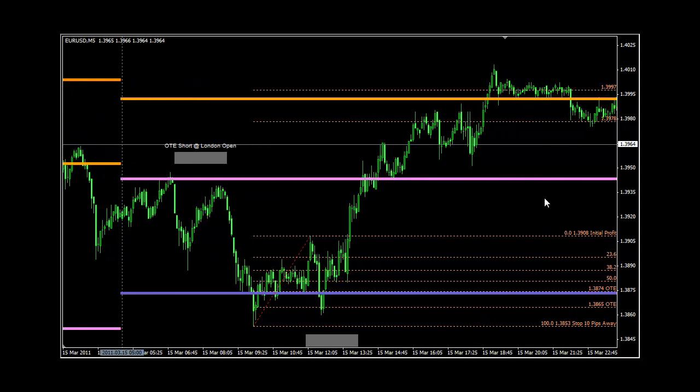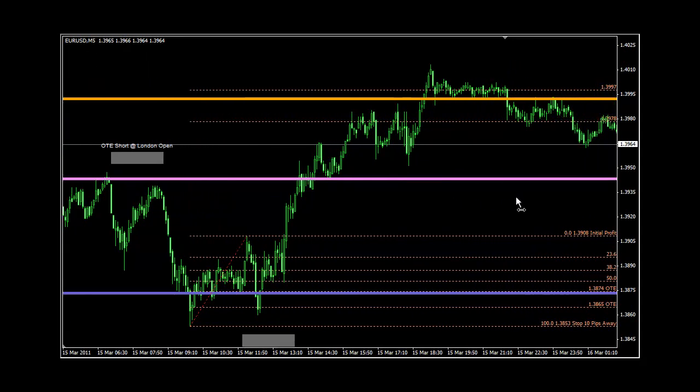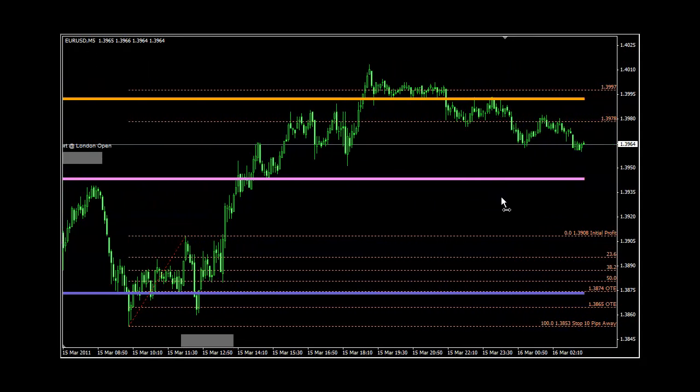Okay, so while I did not have the entire move, given the scenario that we've had in Japan and the uneasiness that we've experienced in the market, all in all, it wasn't a bad trade.